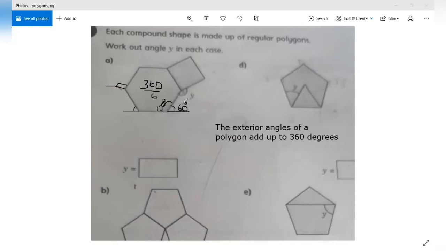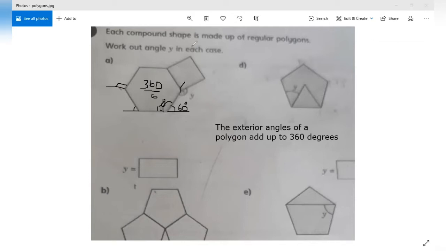Okay? Now, so this exterior here is 60 degrees. We know that now, because if we were to extend that, we will get 60 degrees. If we were to extend that way, this interior would be 120, this will be 60, this will be 60 here, and so on.